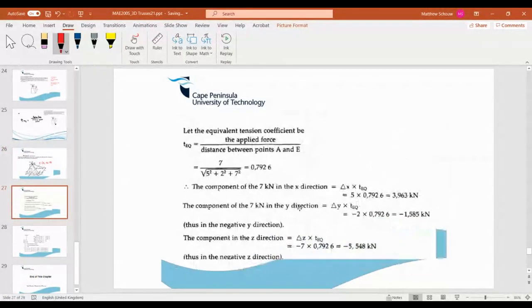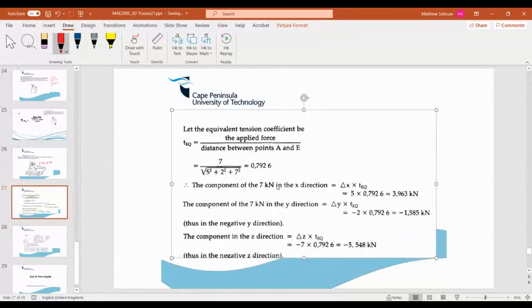So of course, we're working back to there. The final length is exactly the same as before. That is, the distance between the 2 points A and E is essentially the length. So we have 7 divided by the square root of 5 squared plus 2 squared plus 7 squared. So if you do that, you'll get your equivalent TEQ, right? And are we all happy with that? On how to get the equivalent tension coefficient? This is the hardest problem you can get, by the way.